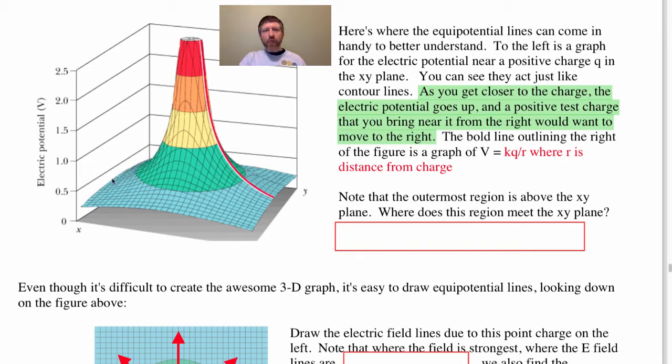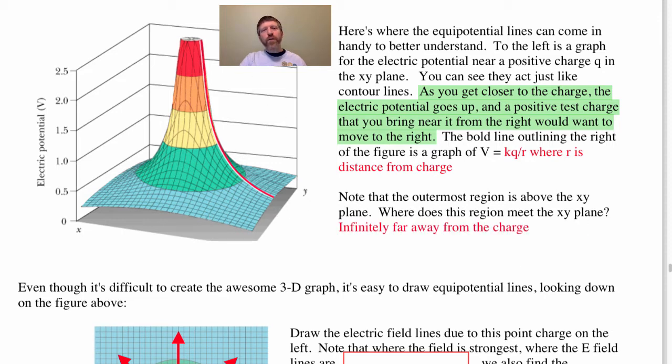Now, this outermost region, which is floating above the XY plane, actually keeps getting lower and lower. This is graphing electric potential, by the way. Where does this blue region actually meet the XY plane? In other words, where is the potential 0? How far away from this point does it meet the XY plane? Well, infinitely far away from this charge, it will eventually get to 0.